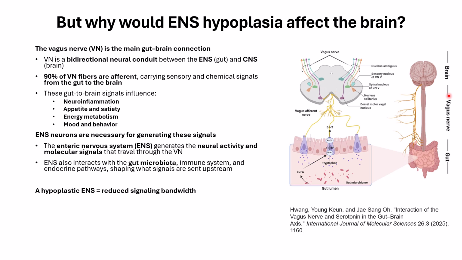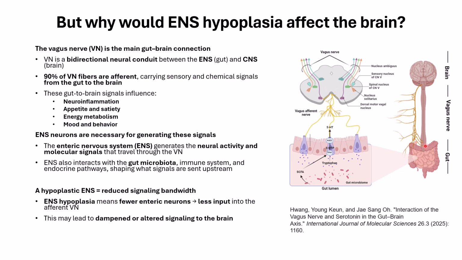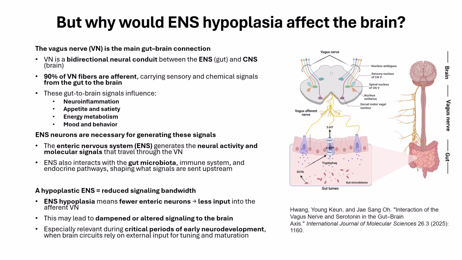Within this paradigm, a hypoplastic enteric nervous system, so a small one, might translate into reduced signaling bandwidth, because I'm assuming that ENS hypoplasia would mean fewer enteric neurons, so less input into the afferent vagus nerve, the fibers traveling up to signal all the things like neuroinflammation, appetite, energy, mood and behavior. And maybe this will lead to dampened, altered signaling in the brain. Of course, this is especially relevant during early neurodevelopment, when brain circuits rely on external input for tuning and maturation.